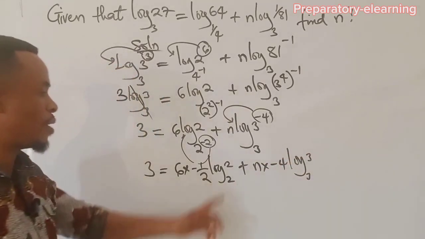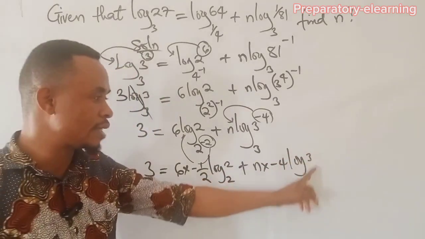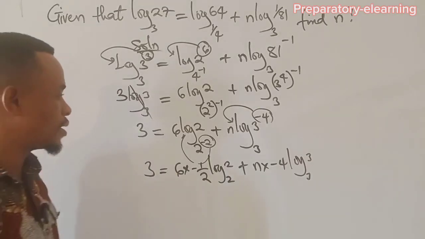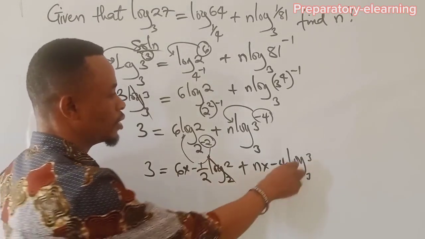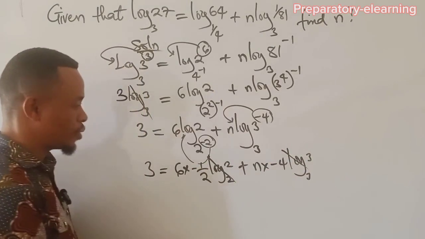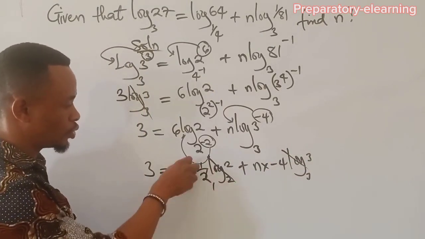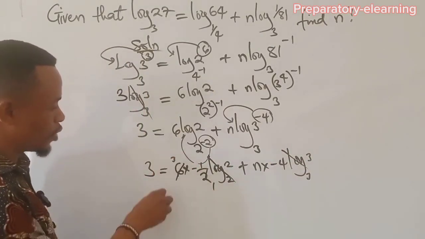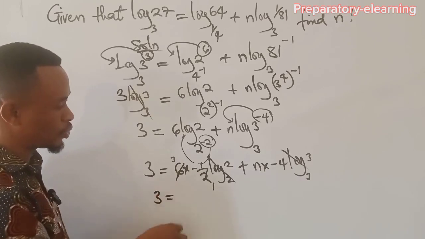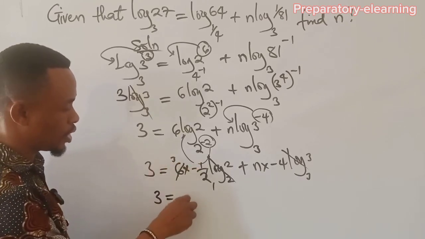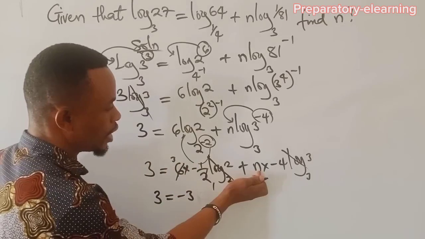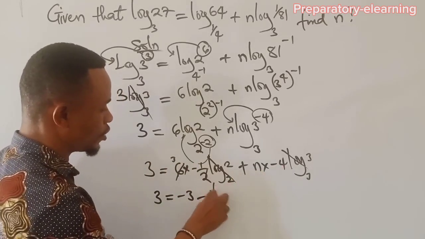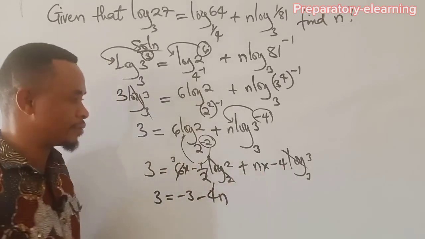Now, every log of a number where the base is the same, they cancel out. You have 1. This is 1, and this is 1. So we have 2 goes here 1, 2 goes here is 3. You have here 3 is equals to 3 times minus 1 is minus 3. n times minus 4 is minus 4n.